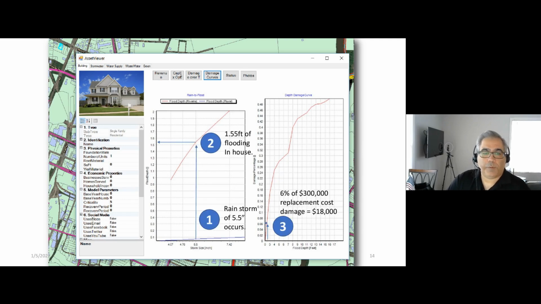This is just an example. Let's say a 5.5-inch storm occurs. We can see we get 1.55 feet of flooding in this particular house. We go over to this chart, and 1.55 feet equates to about 6% of the replacement cost of the house. If we estimate that at $300,000, then it's $18,000 of storm damage for this particular house. And again, City Simulator is simulating every building in the city, every road, and so on. So we're doing a lot of estimates of damage like this during a simulation.